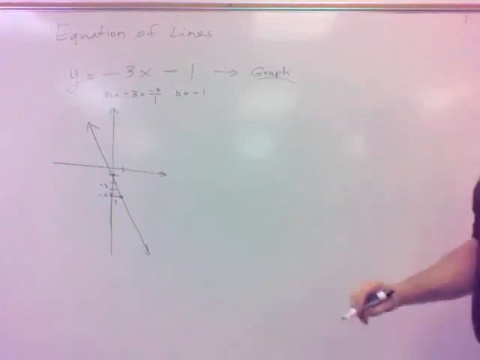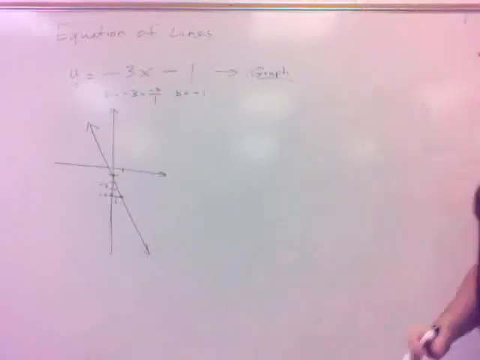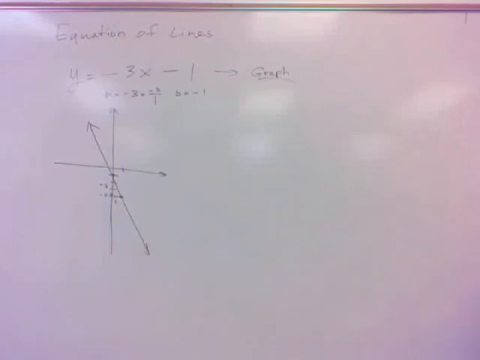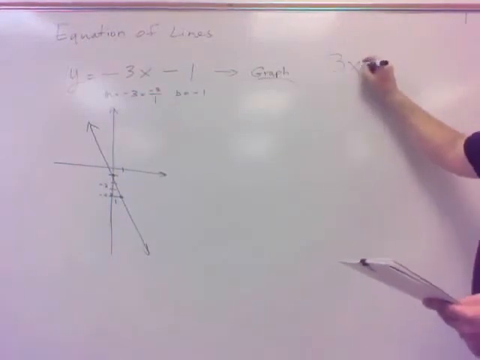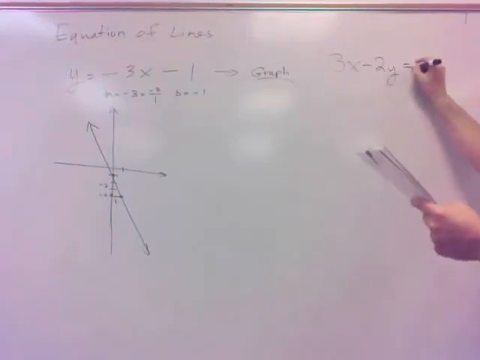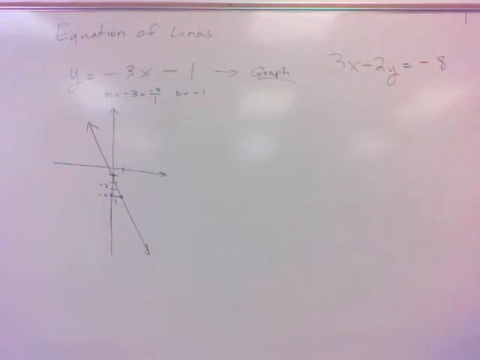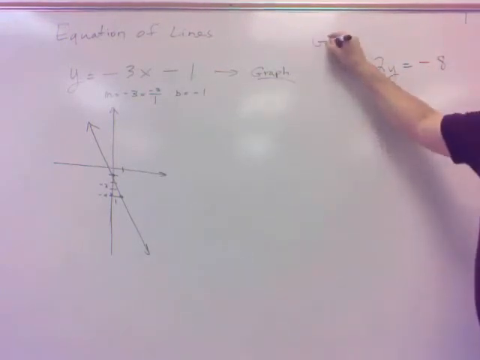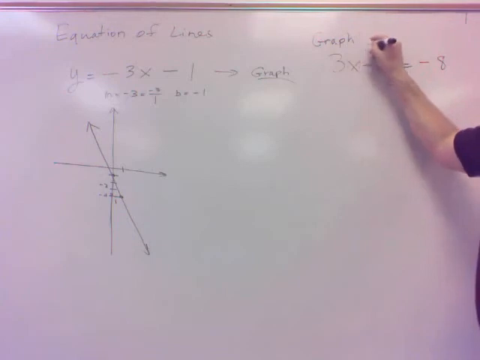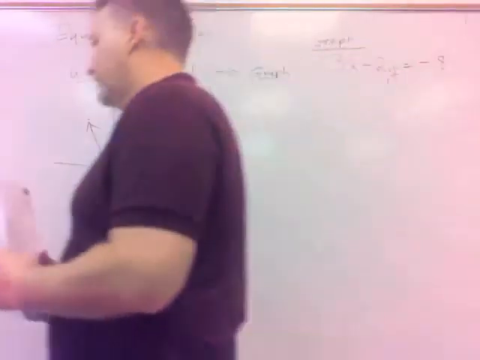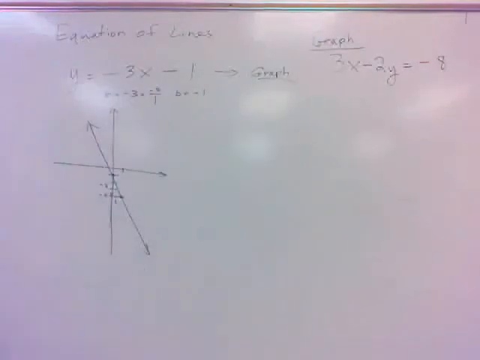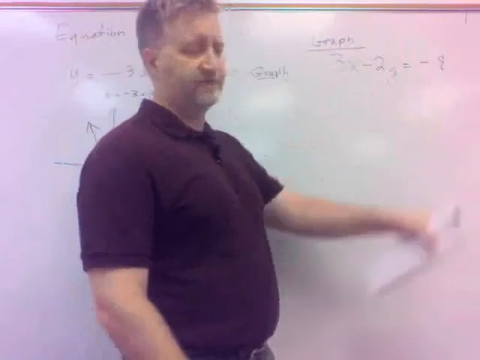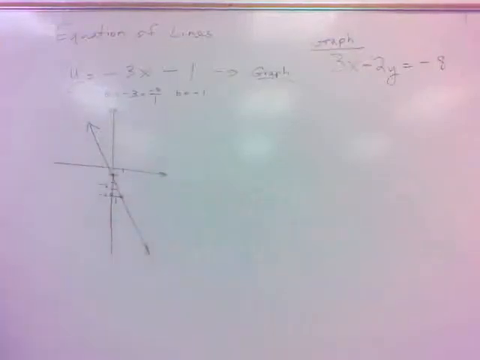Now, what if I had another sort of format here? Let's say I had 3x minus 2y equals negative 8. And again, the goal here is to graph this. We still talking about a line? Yes. Still talking about a line. Got x to the first power, y to the first power, so there's no different shape here. This is a line.